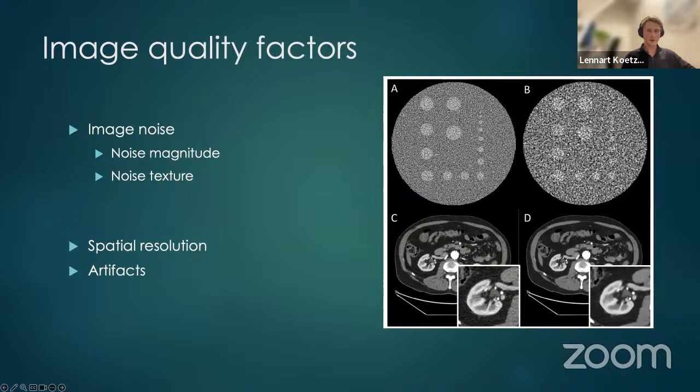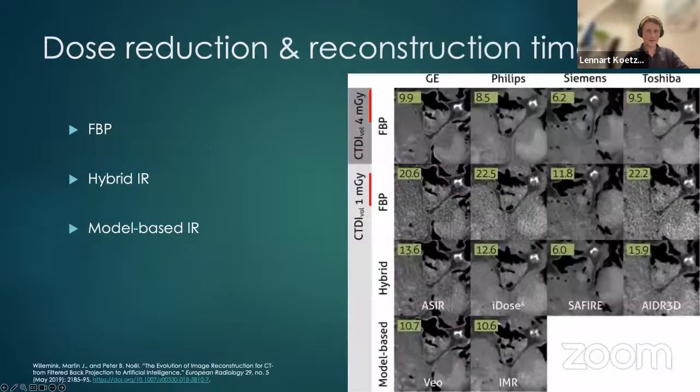Other factors we find important are, of course, the spatial resolution, and image artifacts like metal artifacts, which we'll also discuss a bit later. So let's see how the earlier reconstruction algorithms handle these image quality factors, and more specifically the noise.